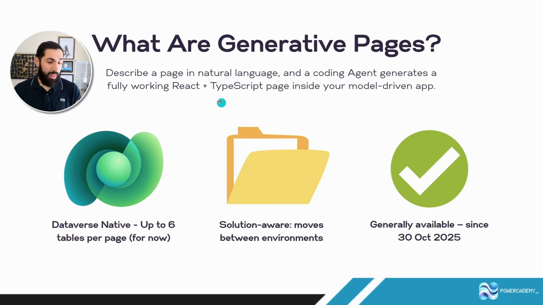Effectively, the top line summarizes it. You describe a page in natural language, and a coding agent within your Power Apps Maker Studio helps you generate a fully working React and TypeScript application, or page, I should say, that lives within your model-driven app. They are currently Dataverse native, so up to 6 tables per page for now, probably with some room for extension in the future. They are solution aware, so if you have ALM processes in place, which you absolutely should, they will move with your solutions as well. And they've been generally available since October 30th, 2025.